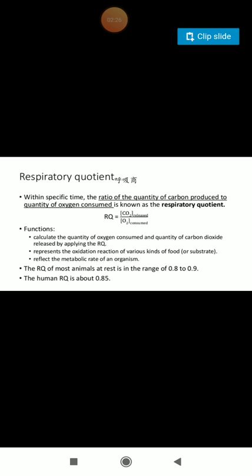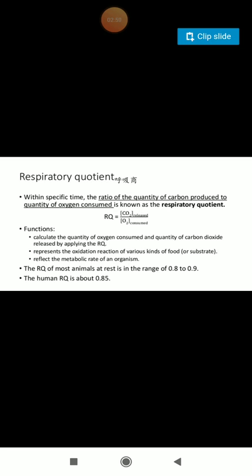It has certain functions. It calculates the quantity of oxygen consumed and the quantity of carbon dioxide released. The respiratory quotient also represents the oxidation reactions of various kinds of food or substrates. There are a number of substrates for respiration, as I already told you: glucose, that means carbohydrates, fats and proteins. These are the different substrates of respiration. It also reflects the metabolic rate of an organism.